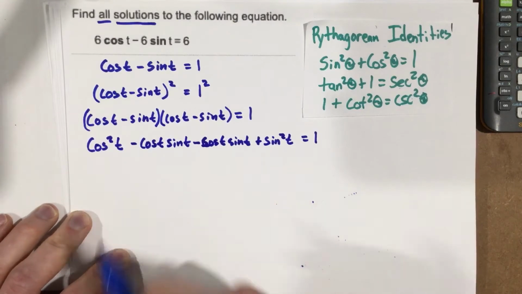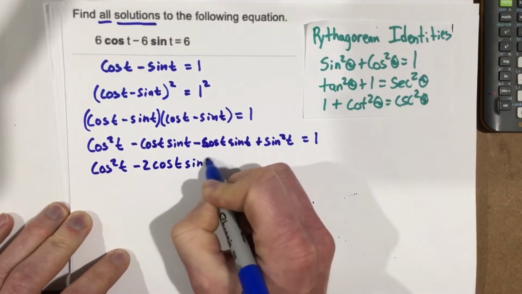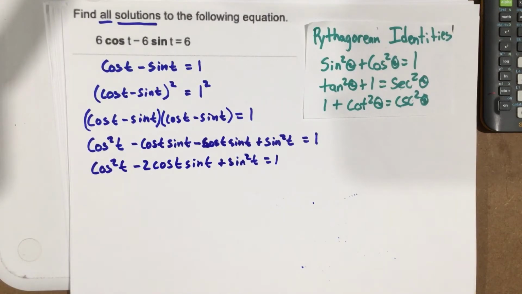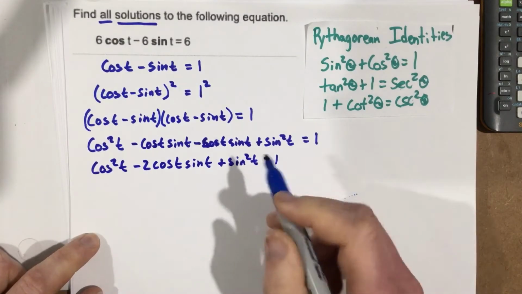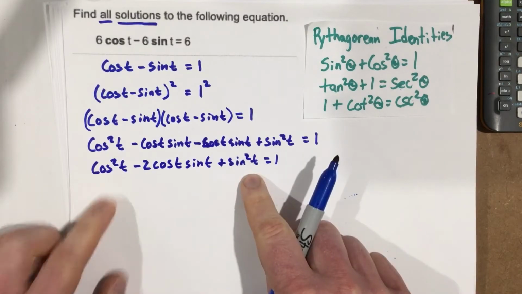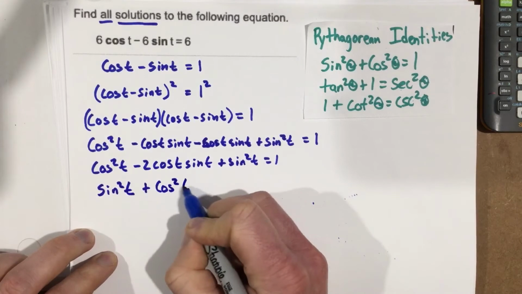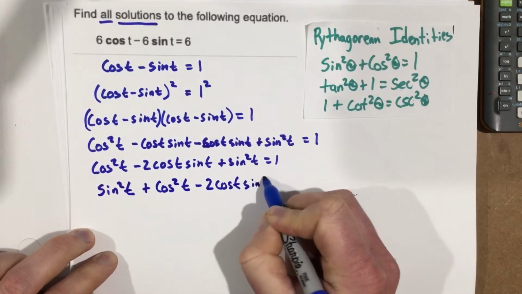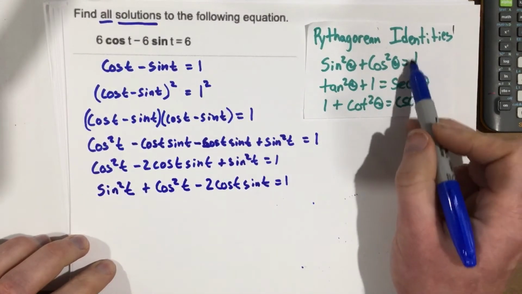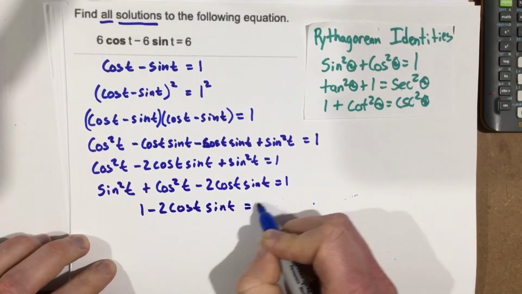Let's combine these two together. That's negative 2 of those. So I have cosine squared t minus 2 cosine t sine t plus sine squared t equals 1. Now at this point you might be thinking, what good did that do us? Well, let's just follow the process and notice that sine squared plus cosine squared is 1. We have both cosine and sine squared here. So let's rewrite this as sine squared t plus cosine squared t minus 2 cosine t sine t equals 1. All we did was rearrange the additions and subtractions. And now we can replace sine squared t and cosine squared t with 1. So 1 minus 2 cosine t sine t equals 1.